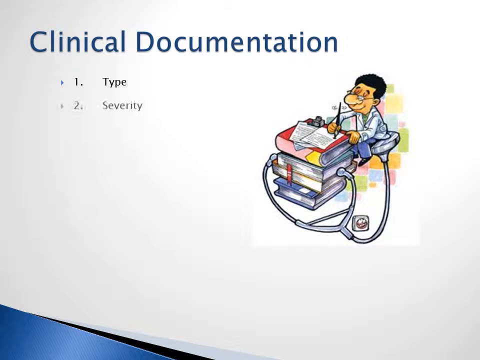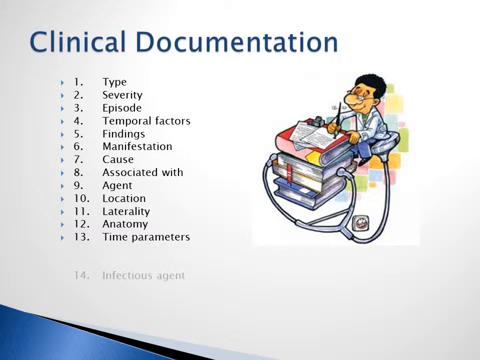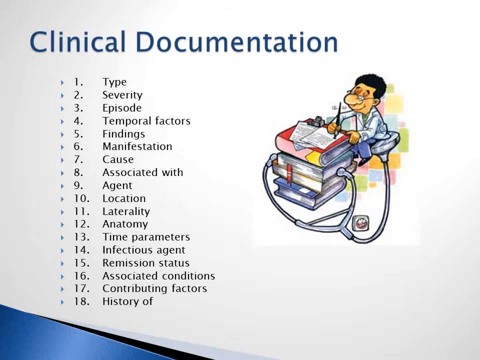One of the key components of coding in ICD-10 is proper and detailed clinical documentation. Now, this is something that we should be doing all along, but with ICD-10 it's really important. Here are some things that the physicians can include in their documentation in order to help code to the highest level of specificity: type, severity, episode, temporal factors, findings, manifestation, cause associated with, agent, location, laterality, anatomy, time parameters, infectious agent, remission status, associated conditions, contributing factors, and history of.